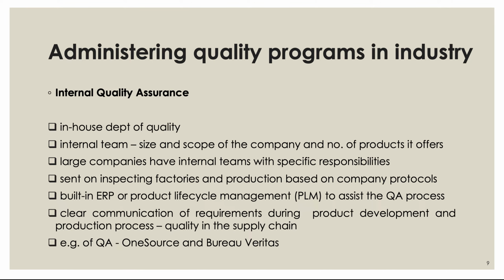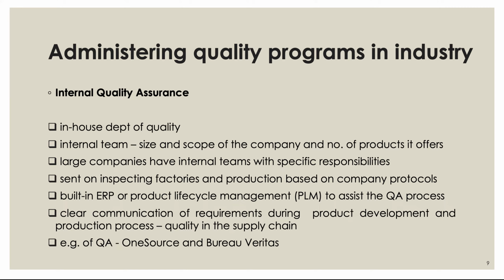Now, administering quality programs in the industry can be in the form of internal quality assurance or external quality assurance. If one is a large company or a large brand or a large retailer, often they have in-house departments that are responsible for the quality aspect of the products that they produce or sell to the consumer. There are many companies that have teams that report up through the sourcing or production department. So for them, their departmental structures are different. They might not have an in-house quality department, but they might have someone within the sourcing or production department.